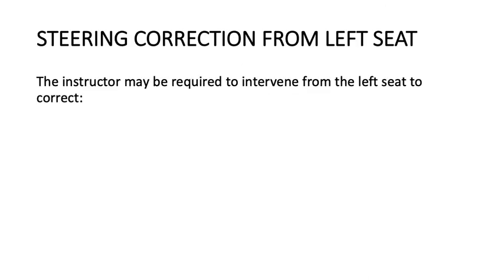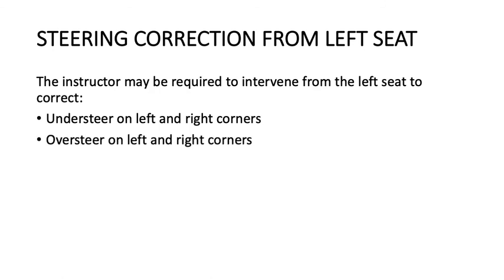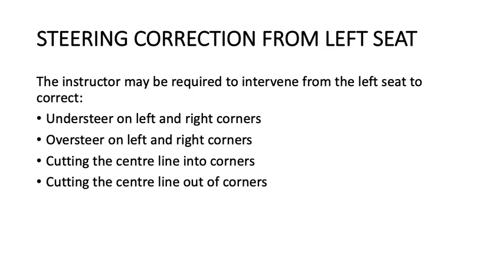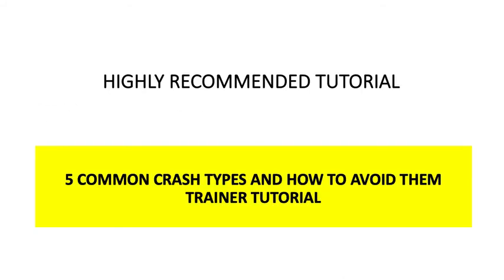Steering correction from the left seat. The instructor may be required to intervene from the left seat to correct. Understeer on left and right corners, oversteer on left and right corners. Cutting the center line into corners and cutting the center line out of corners. So again, reaching over from the left-hand seat. If you keep the speed down, it's always easier to correct steering for the student and for you if you have to intervene. So gentle acceleration. You've also got your braking as well that you can go to slow the student down.